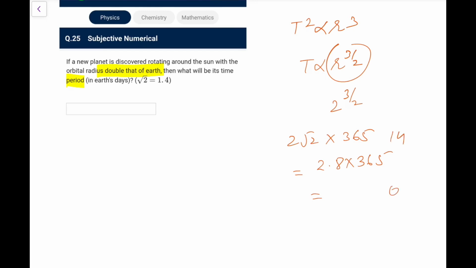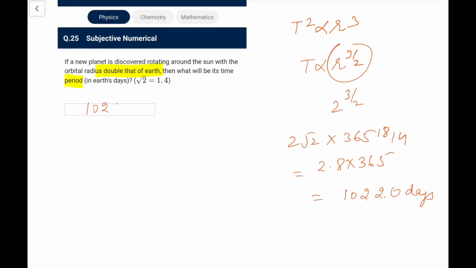So 28 5s are 140, 28 6s are 168 and 14, that would be 182. 28 3s are 84 and 18, that is 102. So it would be 102 or 103. Let me check. 28 6s are 168, and 14 is 182. 28 3 is 84 and 18, that comes out as 1022 days. So here it should be 1022.